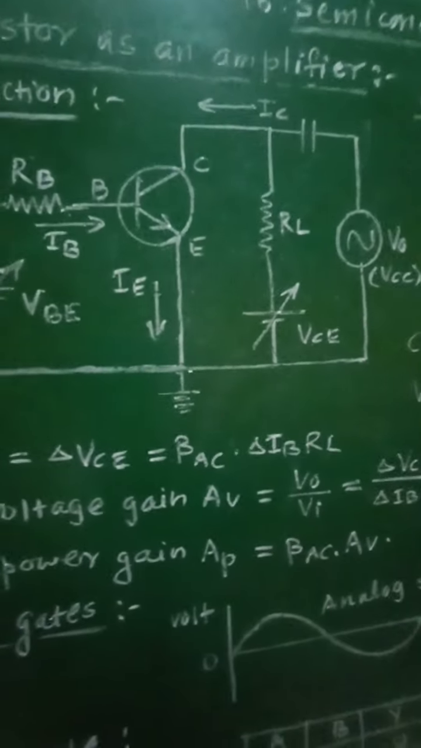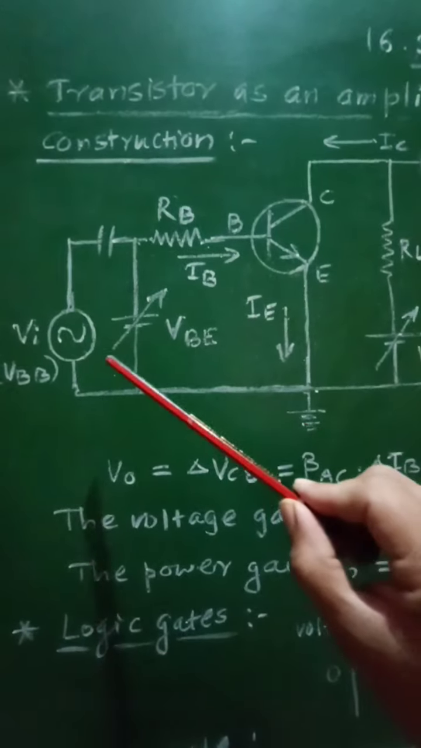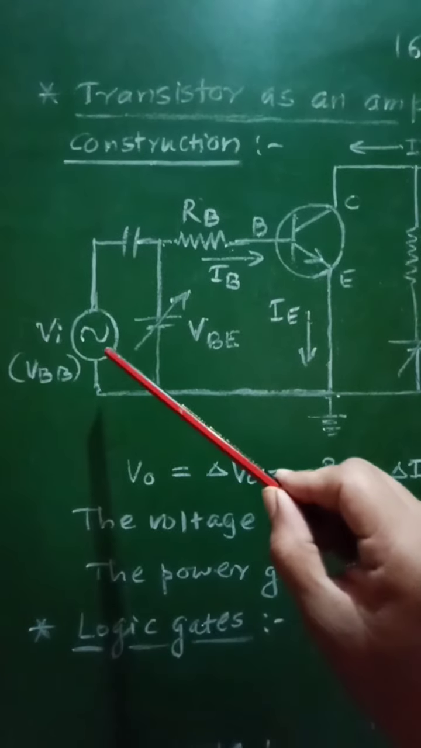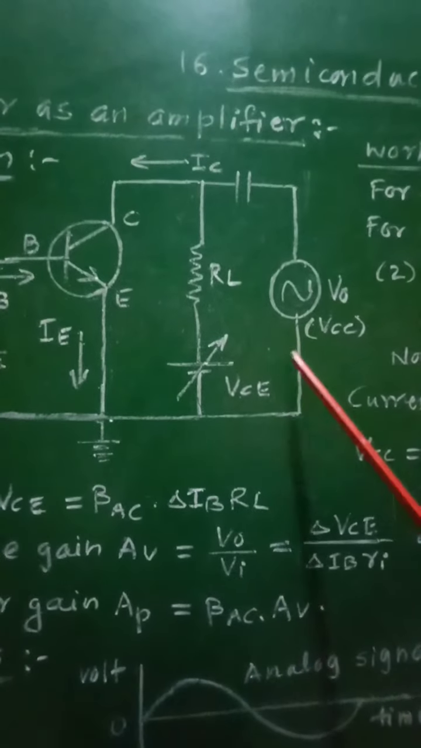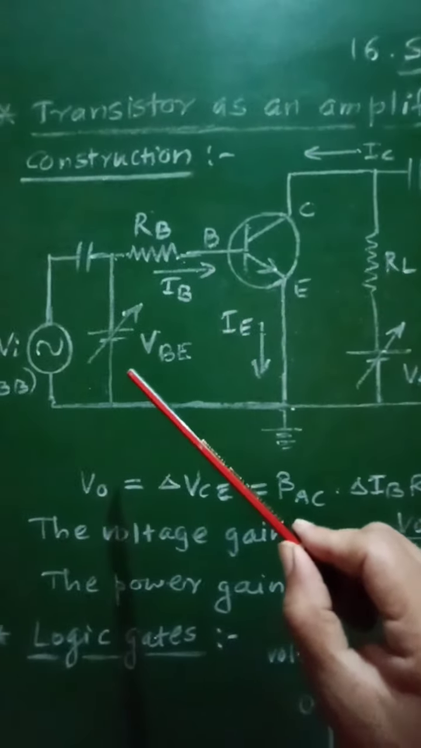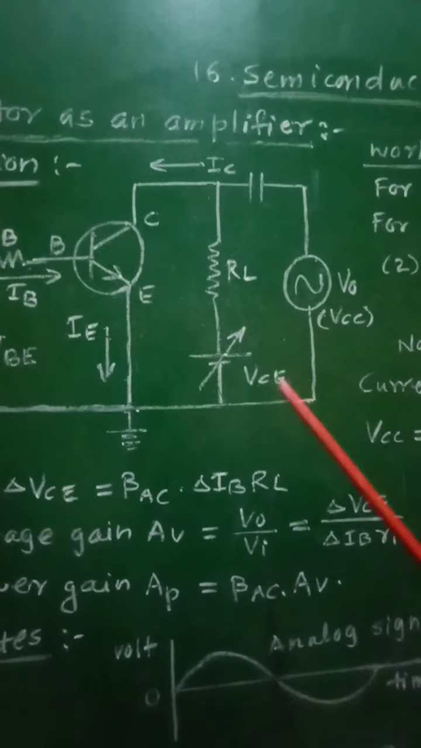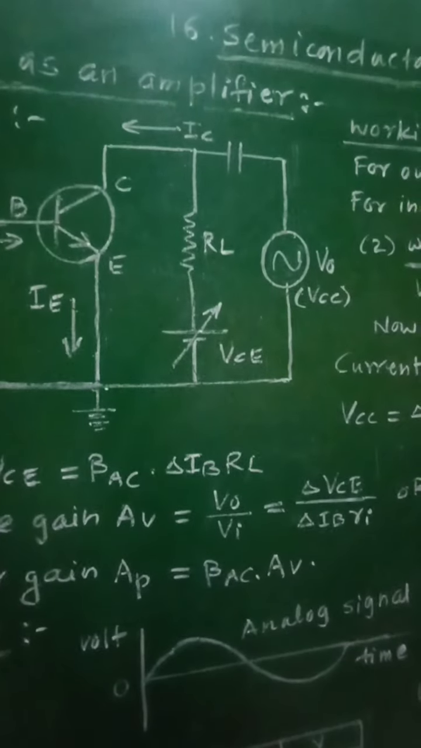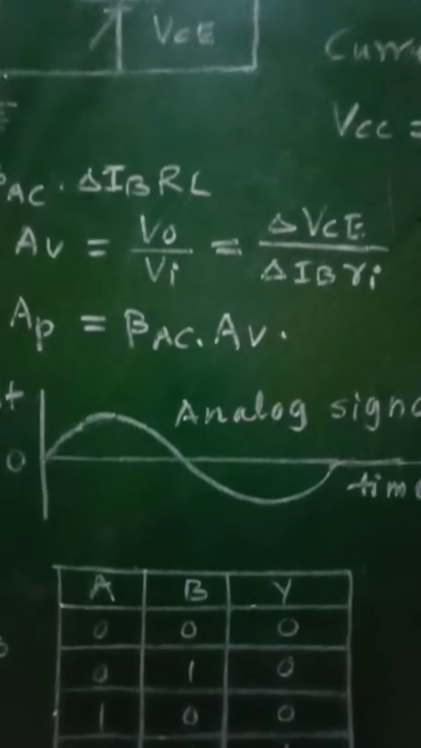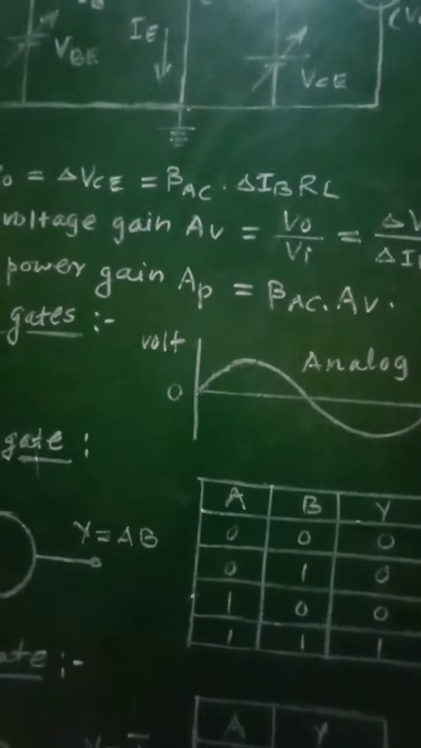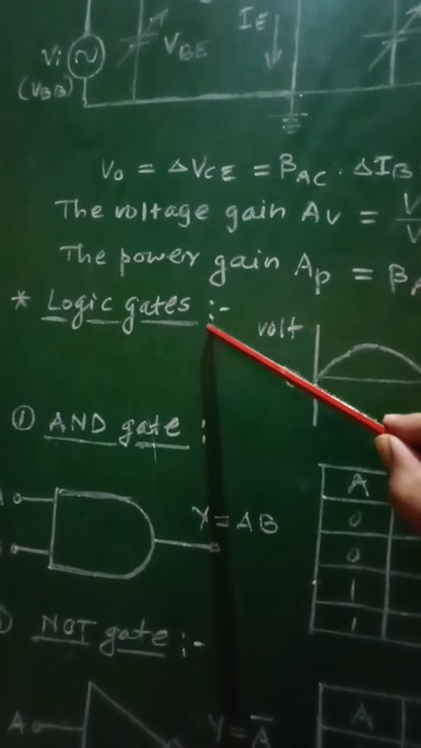That means from this amplifier circuit we can say that the input signal, that is the sinusoidal input signal supplied at the input, will get changed at the output. That means there will be amplification of the input signal at the output. So in this way, the input sinusoidal signal will get amplified at the output of this amplifier. And now let us see the next point, that is logic gates.